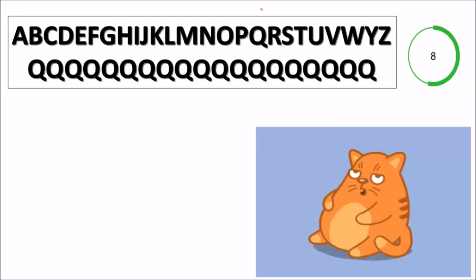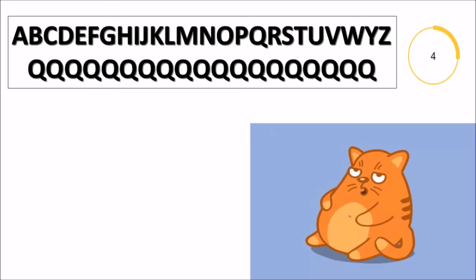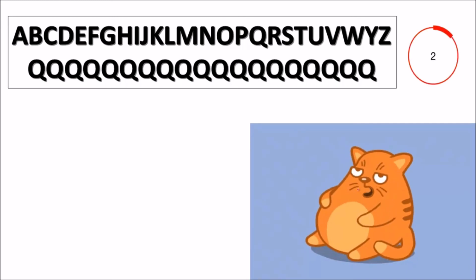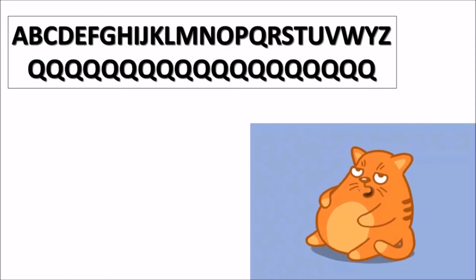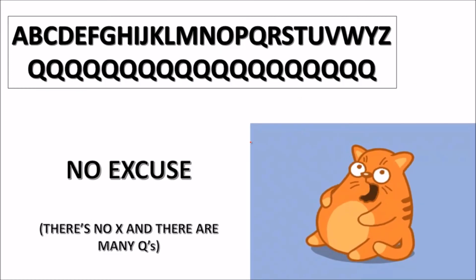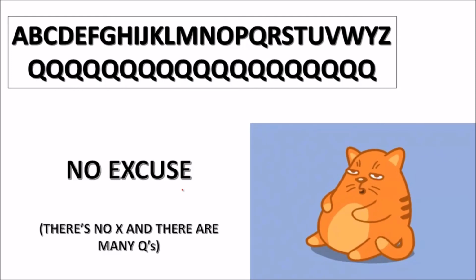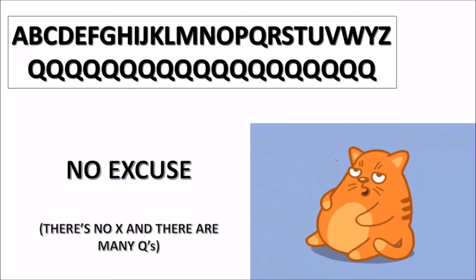This is your clue. And you say this word when you do this in public. That's the clue for your answer. Time's up. And your answer is no excuse, because here you will not find X and there are many Q's, so it is no excuse, no excuse. And you normally ask for an excuse when you burp in public. That's why I've given this clue here. Your next question.